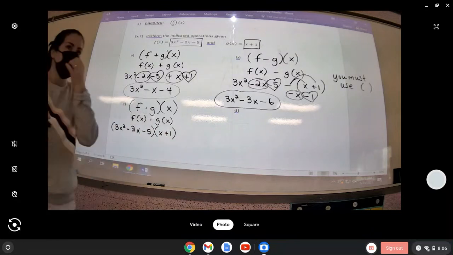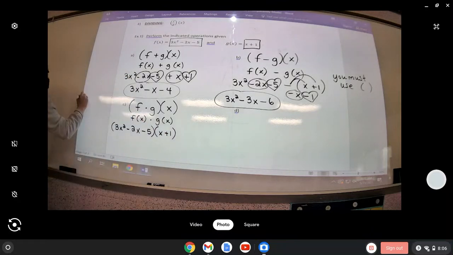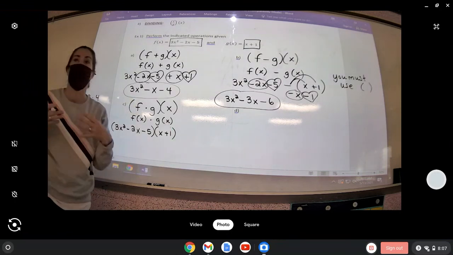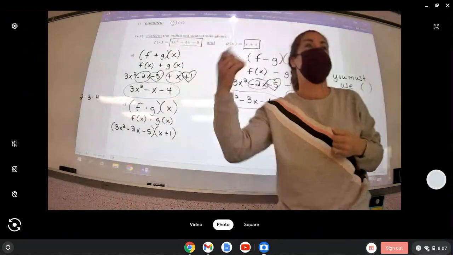So guys, multiplying. If it was just straight up multiply, then we would just multiply. 2 times 3 is 6, 6 times 4 is 24. But when you have all of this addition and subtraction to multiply over, you have to distribute.